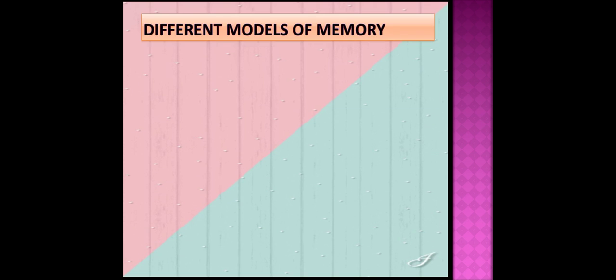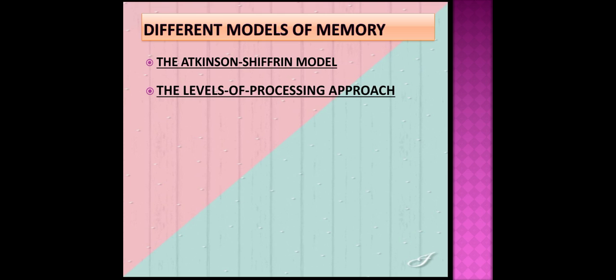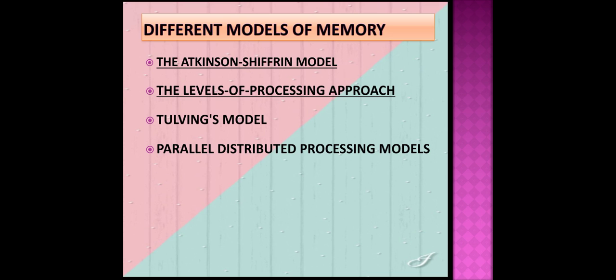Okay, so there are different models of memory. The Atkinson-Shiffrin model. The levels of processing approach, Tulving's model, parallel distributed processing models. So what is the Atkinson-Shiffrin model?